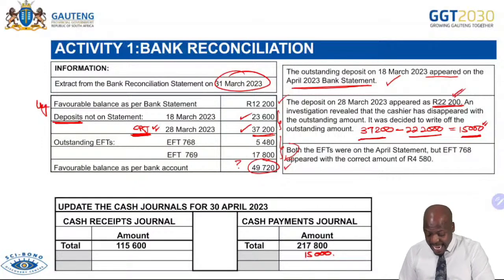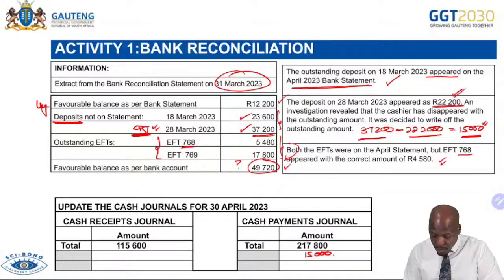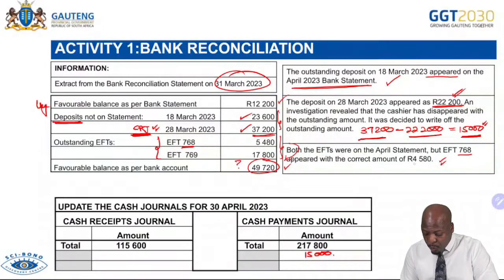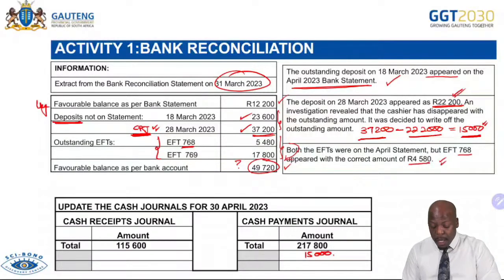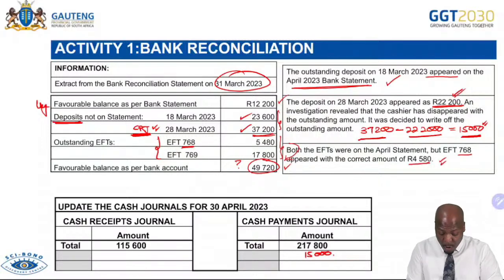Okay, I'm going to move on to the next one, which is this one now. And it reads, both the EFTs were on the April statement. Okay, so we're talking about these two EFTs. They were on the April statement, but EFT 768, which is this one, appeared with the correct amount of 4,580. Okay, so the moment it is an EFT, I know these were recorded initially in the cash payments journal.